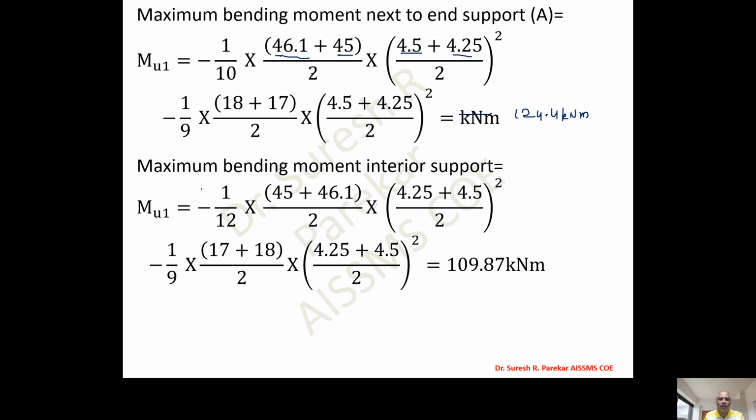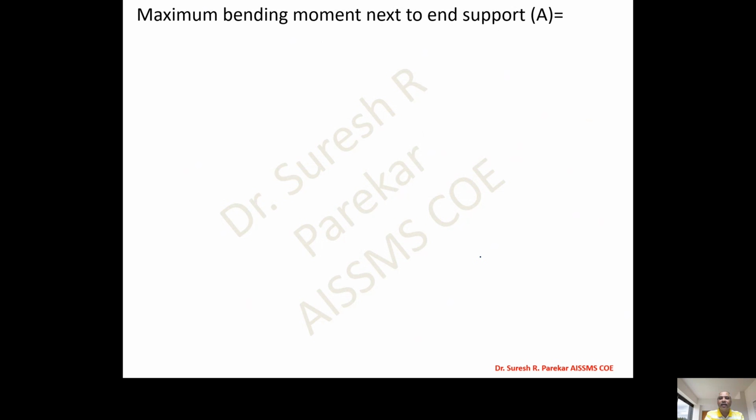Now similarly we will go for support C. This value will be for BC, this value we have for CD, this is span BC, this is span CD. Same way we have here WL for BC and CD, and the same for span. We will have this value, 109.87 kilonewton meter.